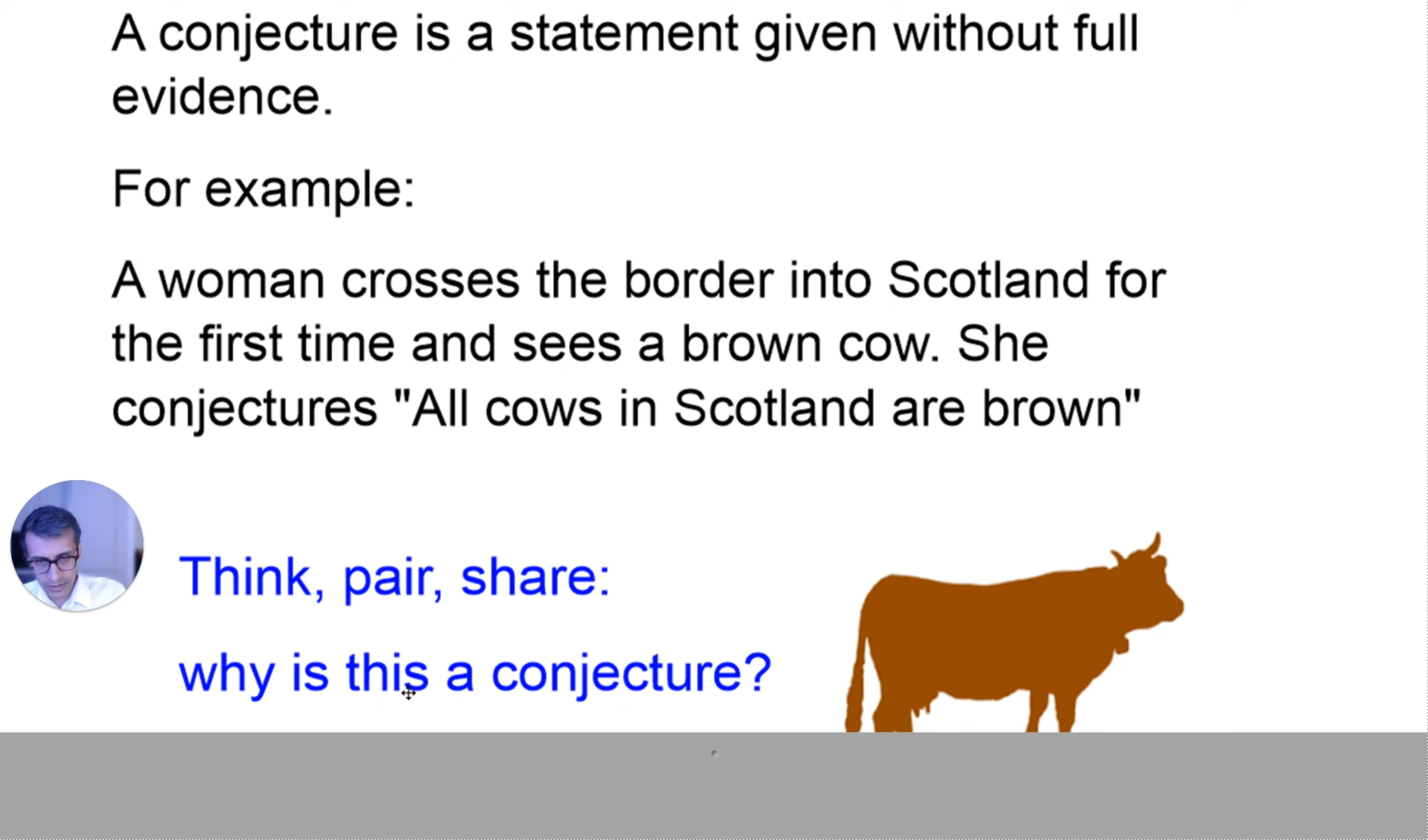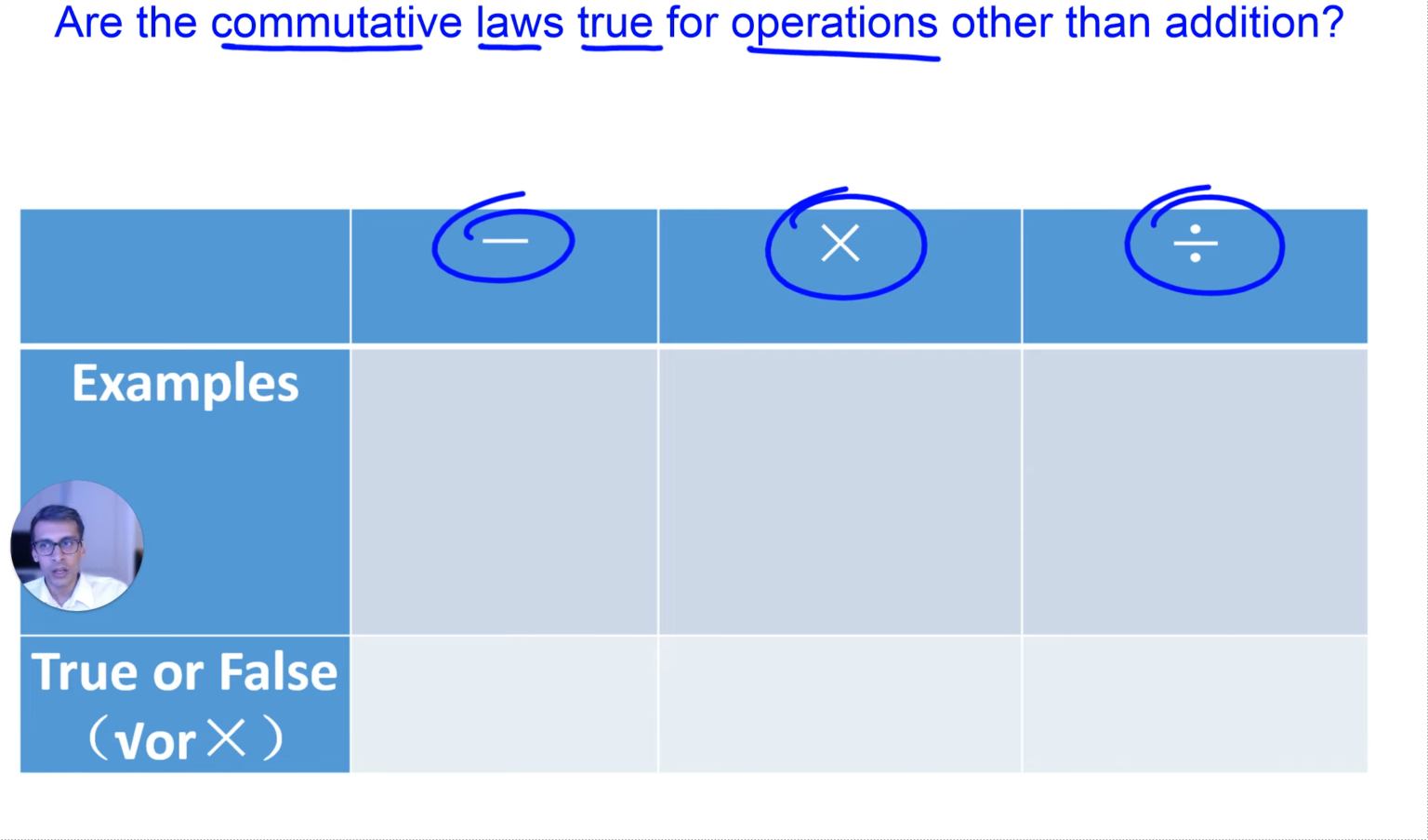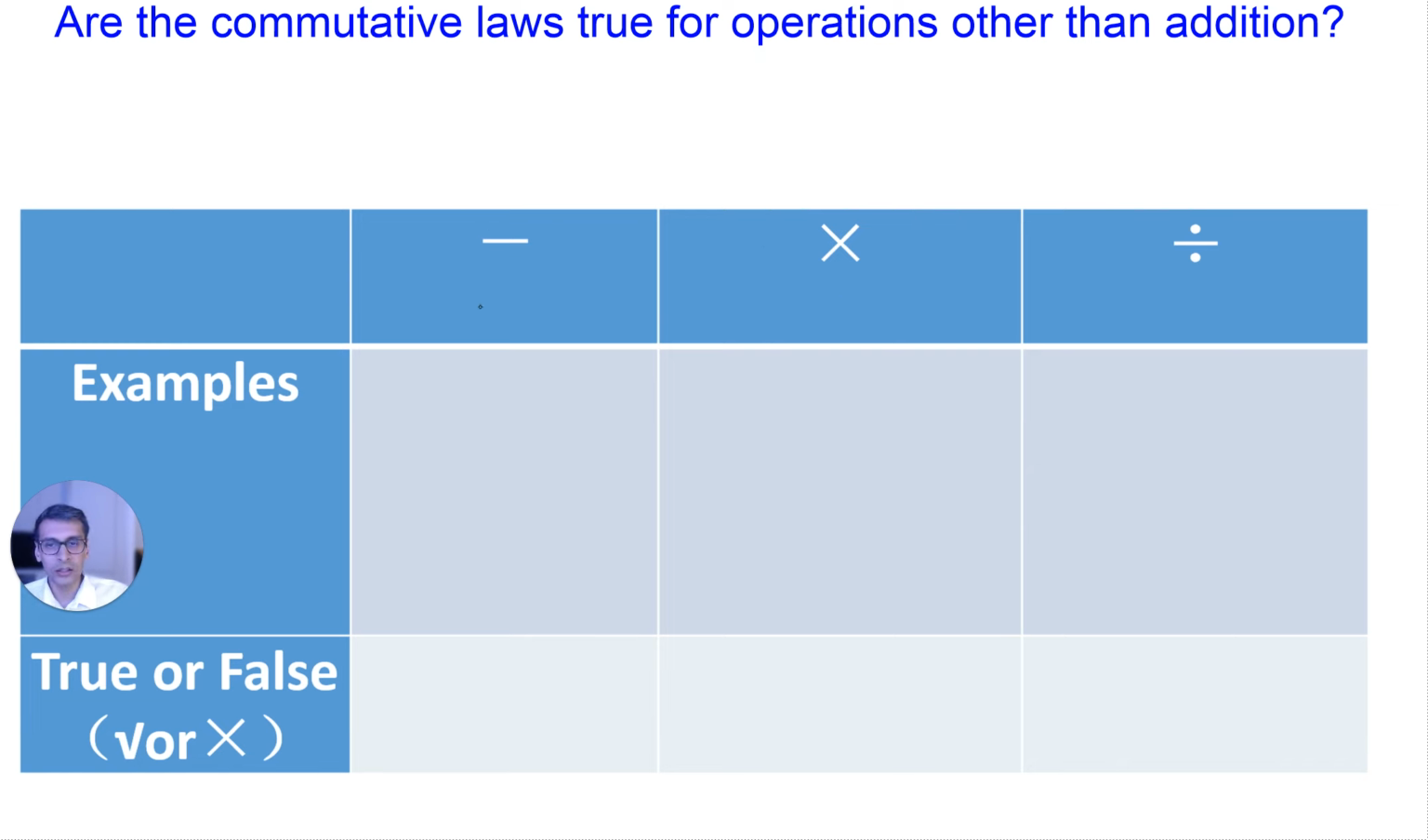So this is a conjecture, and what we're going to look at here is this conjecture of testing whether the commutative law is true for operations other than addition. So these are the other operations we're going to look at. So the conjecture would state, I think that the commutative law is true for subtraction. And the way we're going to test this is we're going to make a statement, A minus B is equal to B minus A.